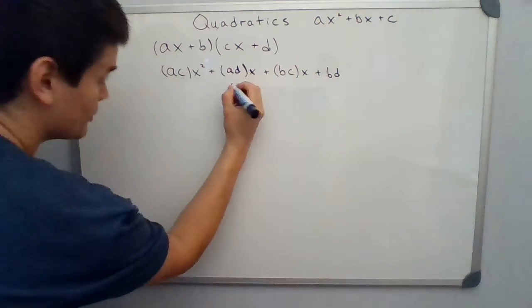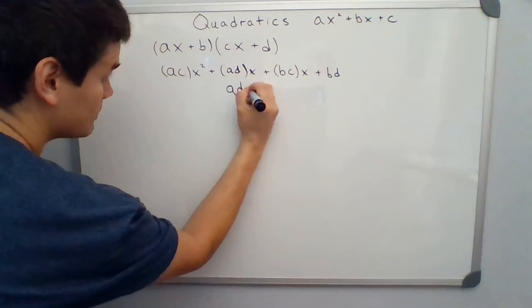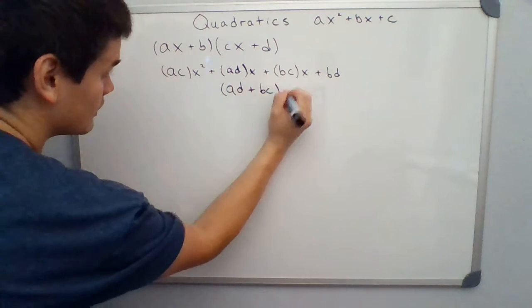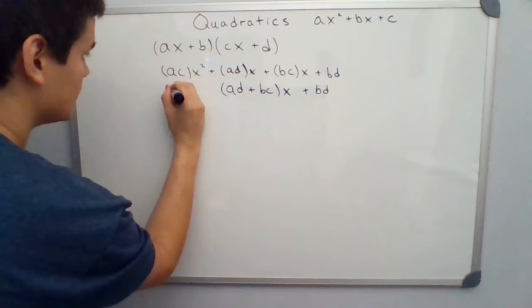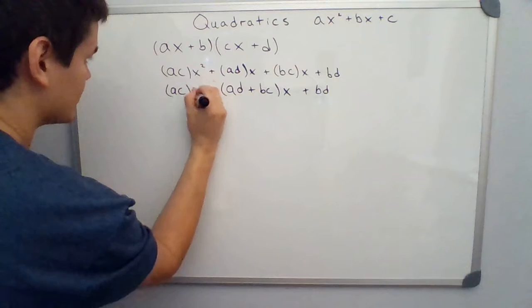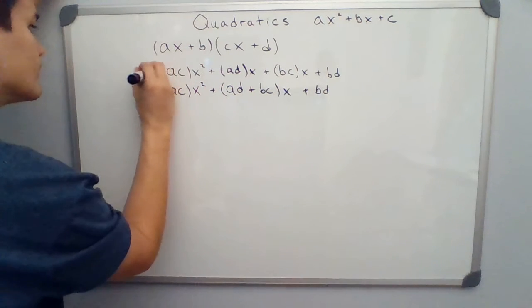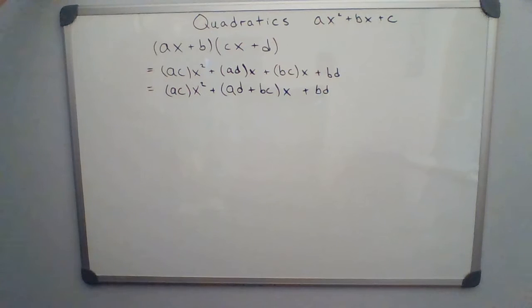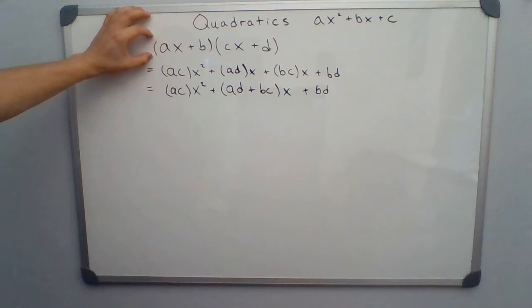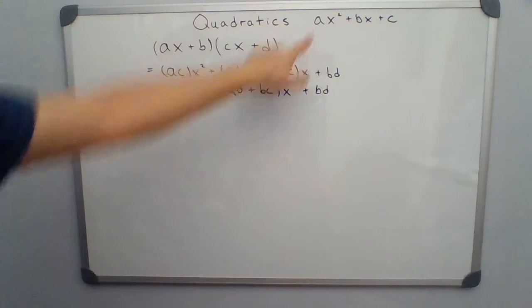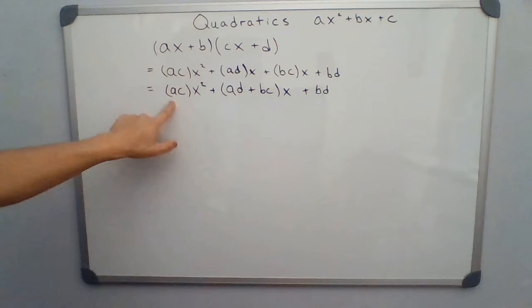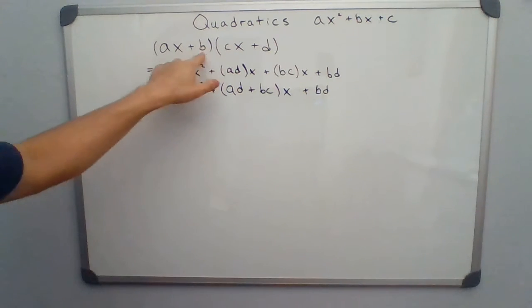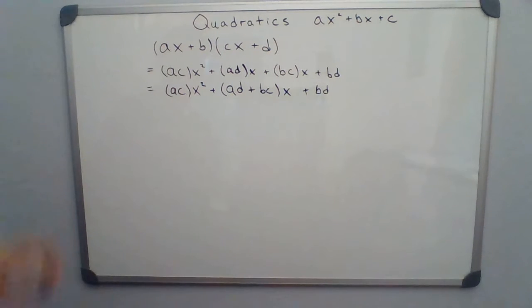Alright, and then we can add the two middle terms together to get AD plus BC number of x terms, and then I have BD at the end, and of course we still have AC x squared here. So I'm saying if I were to combine this into a form like this, the coefficients would be those quantities if they were A, B, C, and D here. They're completely arbitrary. They can be whatever they want.